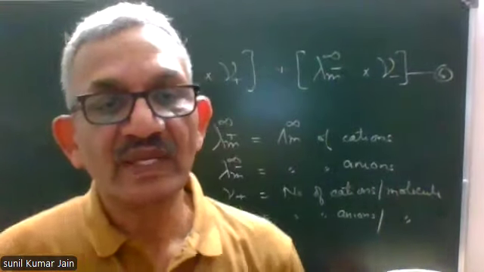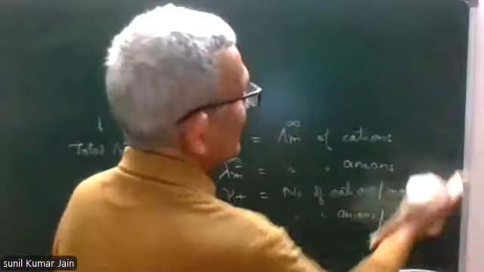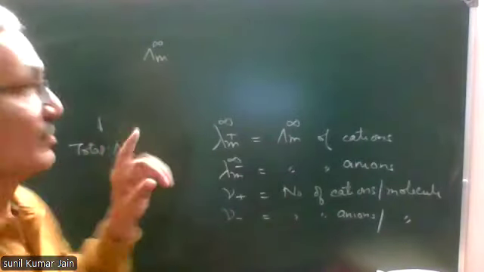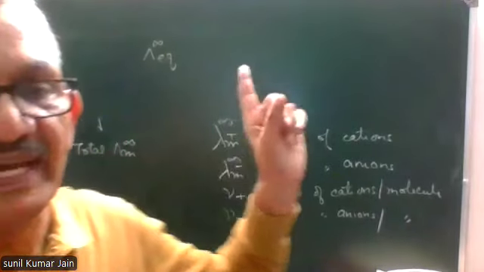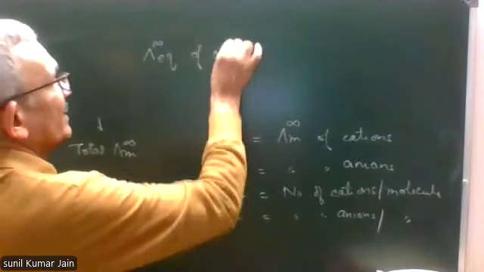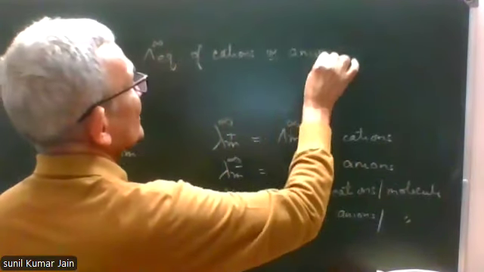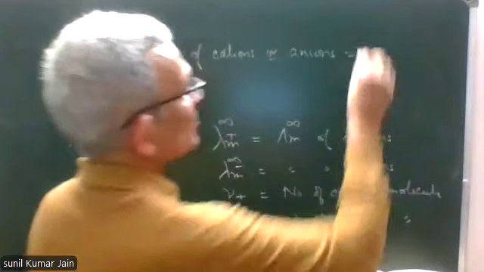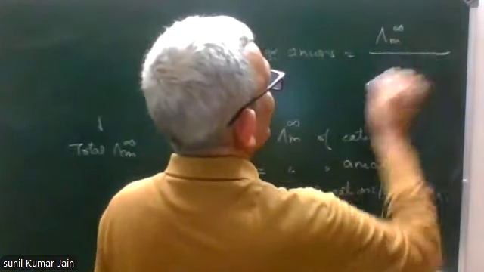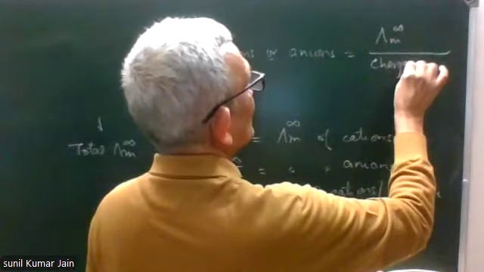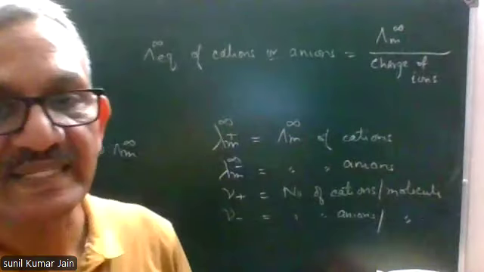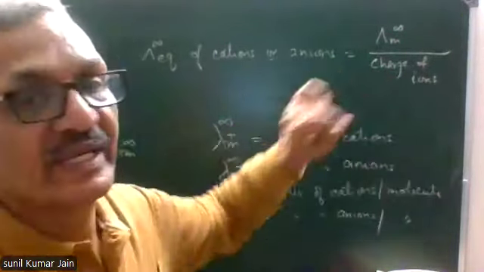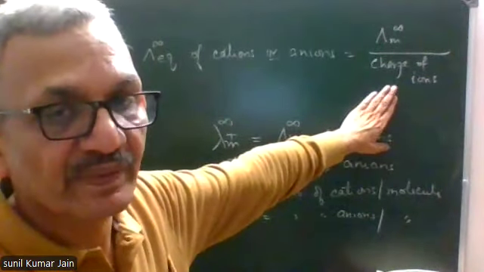Further write down. Lambda equivalent. This is the formula for lambda m. Now I'm telling lambda equivalent at infinity. So molar conductivity at infinite dilution of cations or anions, that will be equal to its molar conductivity divided by n factor. So this is lambda m infinity divided by n factor, in this case nothing but charge. So if it is sodium ion, divide by 1. If it is magnesium ion, Mg is plus 2, divide by 2. If it is sulfate ion, again charge is 2, so divide by 2. Right?